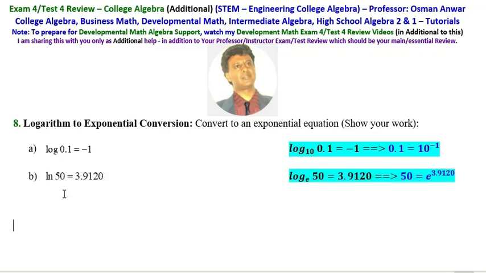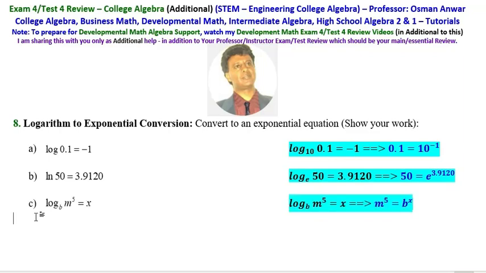B, ln of 50 equals 3.9120. So ln, log base e of 50 equals 3.9120. Take e, raise it to 3.9120 and drop the log, that is 50 equals e to the power of 3.9120.